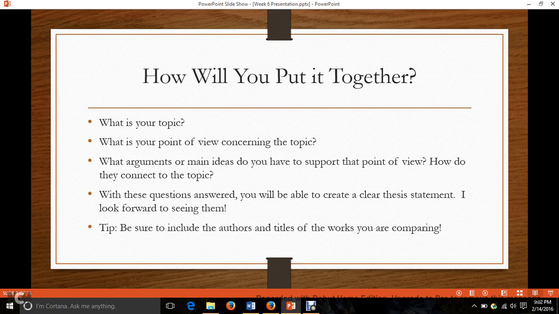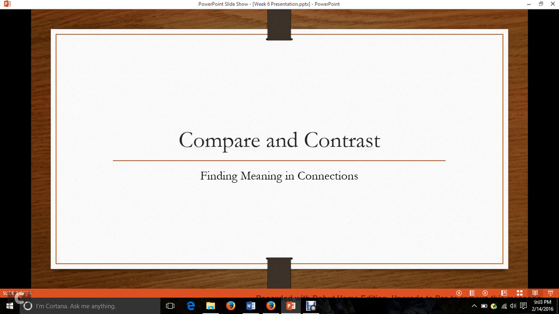sections from each of the stories to show the connection? Do you have background information? What are you doing? What kind of things are you going to connect? And once you've answered these questions, you should be able to develop a pretty clear idea for your thesis statement. And like I said, there's a quick tip. Be sure that you include the author's names and the story titles in the works you're comparing.